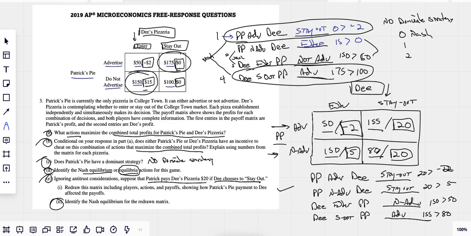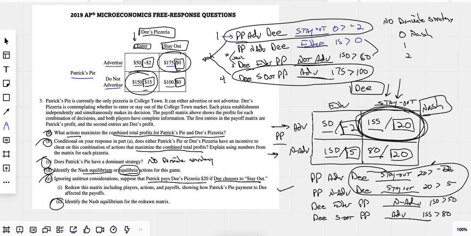Can we see that? So we do know somebody who has a dominant strategy. They will always do the same thing no matter what Patrick Pie does. D will always stay out. So if D stays out, Patrick Pie will choose to advertise, and that becomes our Nash equilibrium. There's no reason for anybody to move unilaterally from that spot.